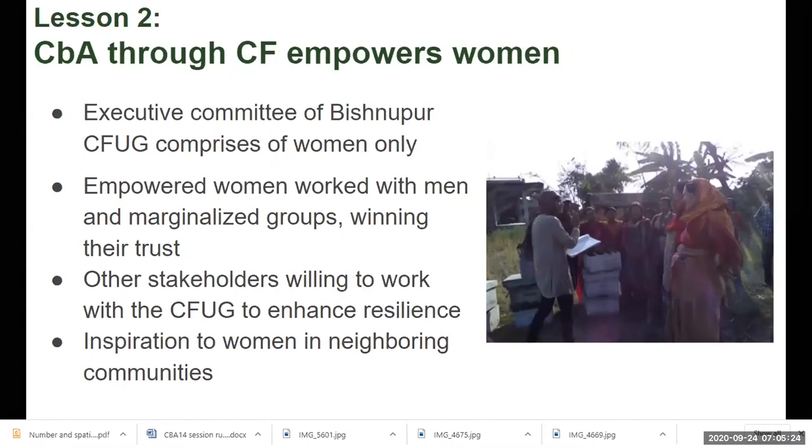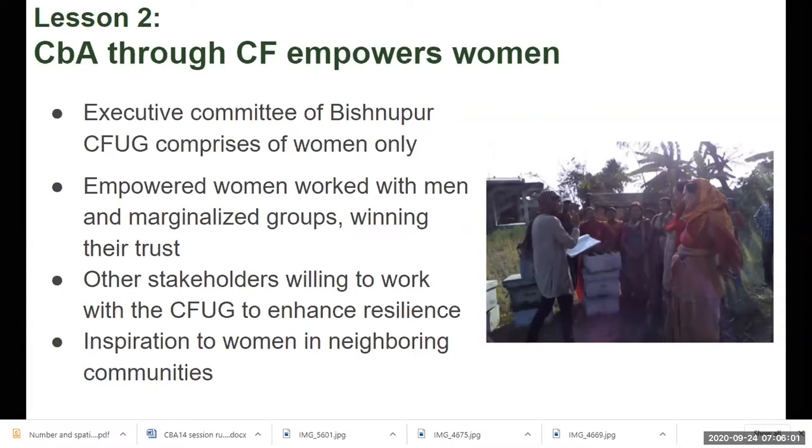The second lesson is that community-based adaptation through community forestry empowers women. As highlighted, this was led by women. But I'd like to highlight that it is not only women who work on this, they just provide leadership. They work with all other people, other women, men, and other marginalized groups such as the poor and ethnic minorities. They work with all of them together.